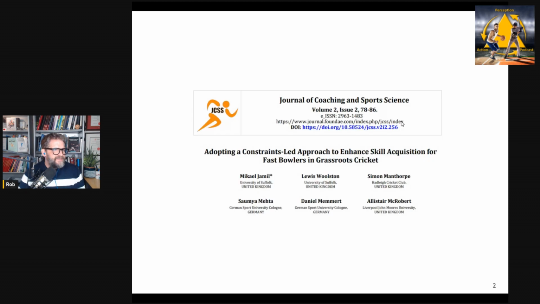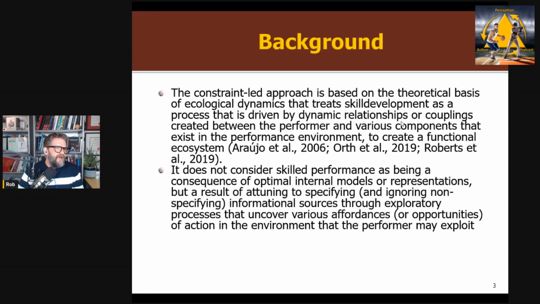So the paper is "Adopting a constraints-led approach to enhance skill acquisition for fast bowlers in grassroots cricket." Obviously, they start off explaining the background of what the constraints-led approach is: training the athlete to develop functional couplings between their information and their movement. There's no internal model of an optimal performance, right? We're trying to get them to be adaptable and self-organized, right? All the basics of what we talked about on this podcast.